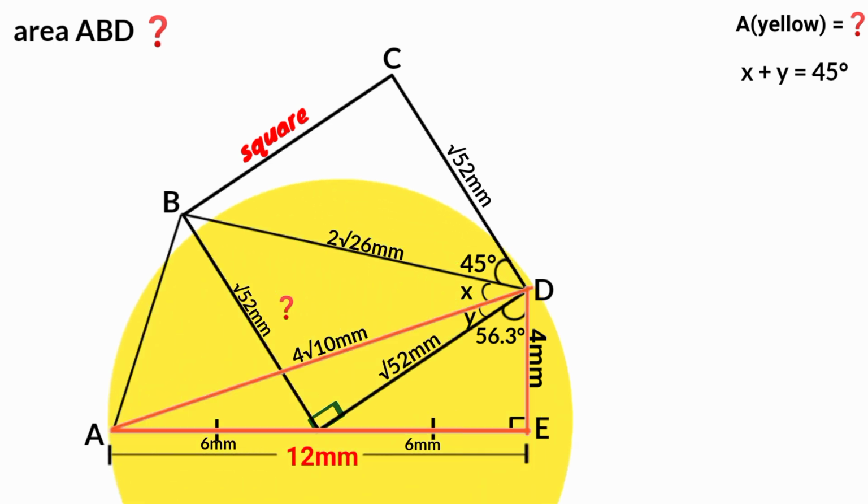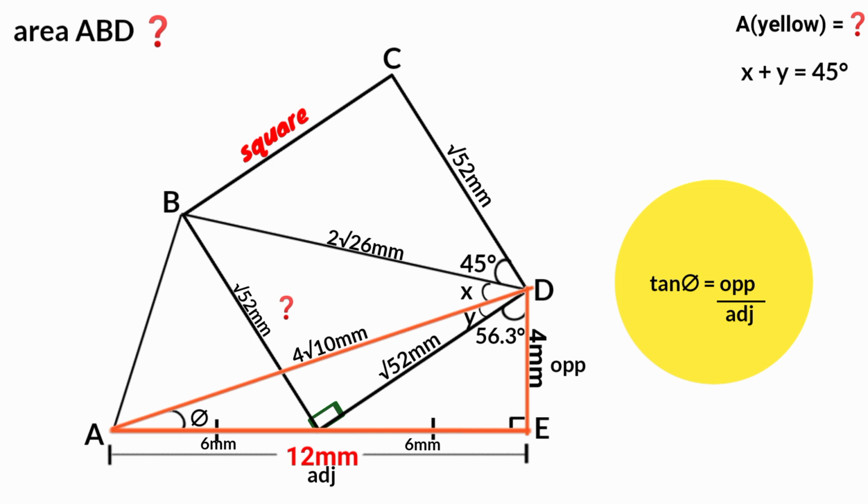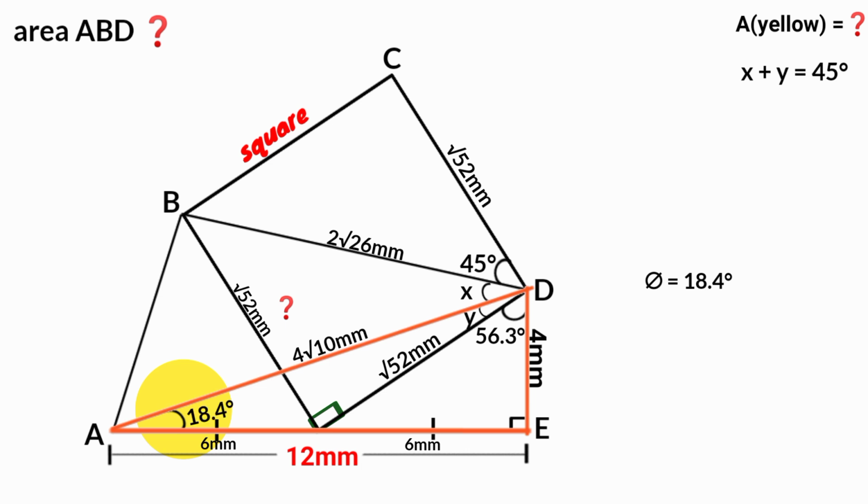Now from this triangle ADE, we can also use SOHCAHTOA to find the size of this angle. Assuming it is theta, this is opposite and this is the adjacent. We know tan theta equal to opposite over adjacent. Opposite is 4 millimeters and adjacent is 12 millimeters. 4 over 12 is 1 over 3. So tan theta equal to 1 over 3, and theta equal to tan inverse of 1 over 3, which is 18.4. So theta equal to 18.4 degrees. That is, this angle is 18.4 degrees.